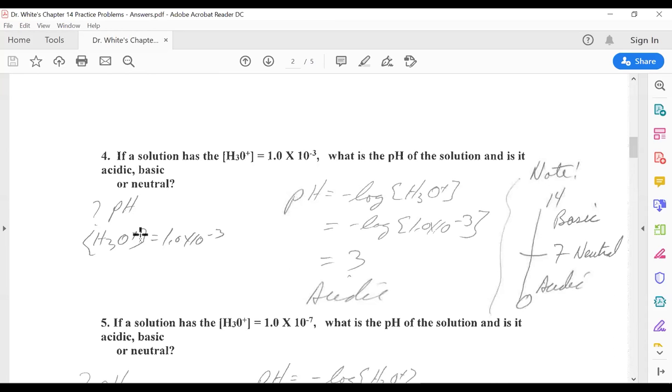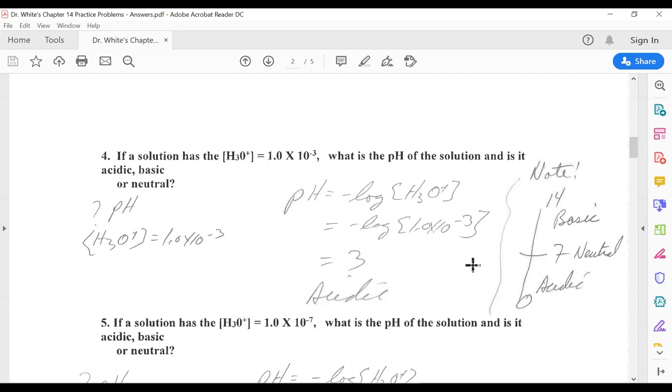All right, next one, pH. If a solution has the hydronium ion concentration equal to 1.0 times 10 to the minus 3, what is the pH of the solution? And is it basic, acidic, or neutral? Well, we're trying to find the pH. We're given this important information. You'll know pH equals minus the log of the hydronium ion. If you put that in, what's X? 3. Therefore, the pH is 3.